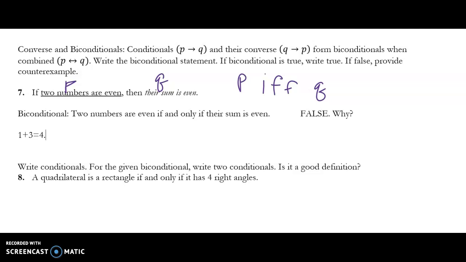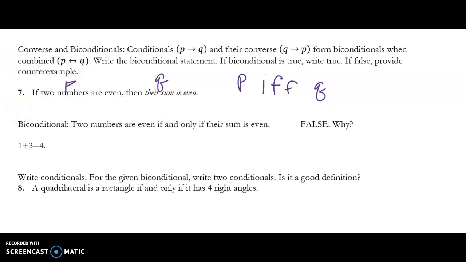So that's the difference with a biconditional statement. You have to look at and examine both statements. Okay? So you have to think about what that is. And it might be worthwhile to think about what the converse is. The converse says if the sum of two numbers is even, then the two numbers are even. And that statement is false. So if either one of the conditional statements, the original statement or the converse, is false, the whole biconditional is false.